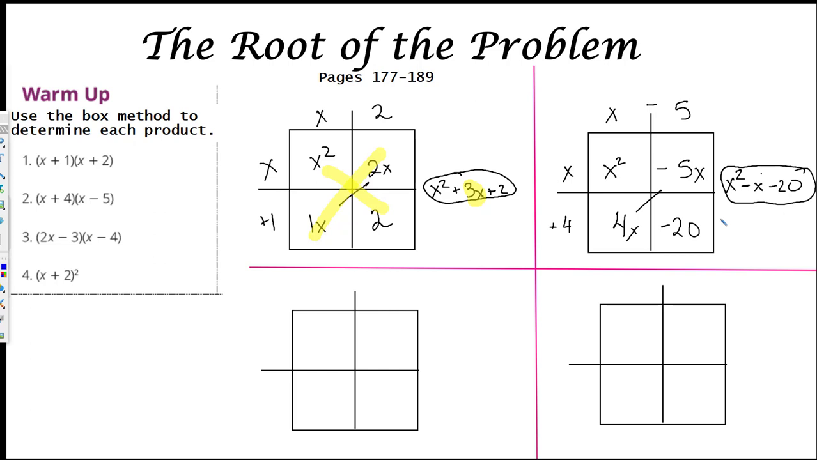Now, when we're looking at this, what do you notice is different in the bottom right-hand corner than what we had last time? That would be the negative 20 that we're looking at. It's negative. And when it was negative, one of our two binomials will have a minus sign in it. These signs will match the same as these signs.